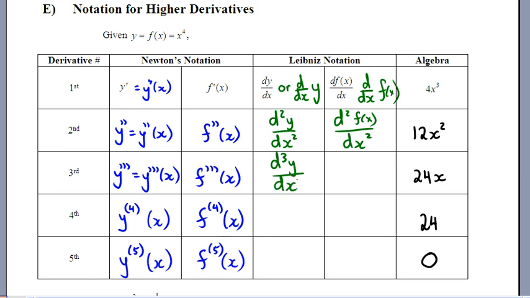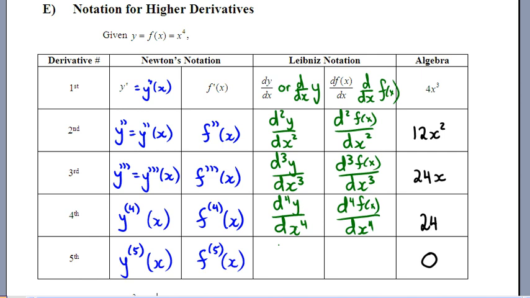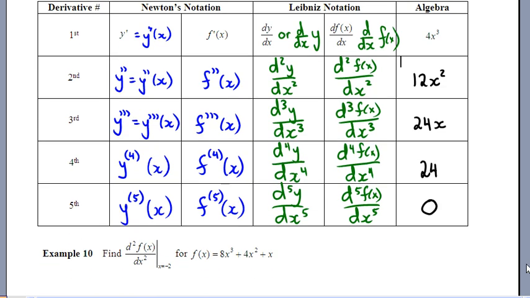Third derivative, either written with y or with f of x. Fourth derivative, if you want to keep doing this. You can do that with f of x as well. And we can keep playing the game. Let's stop here at the fifth. Okay. So those are just derivatives of derivatives.